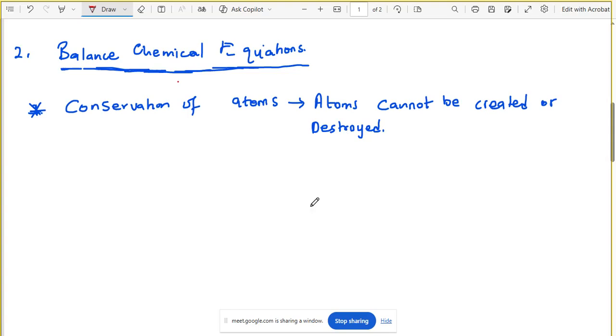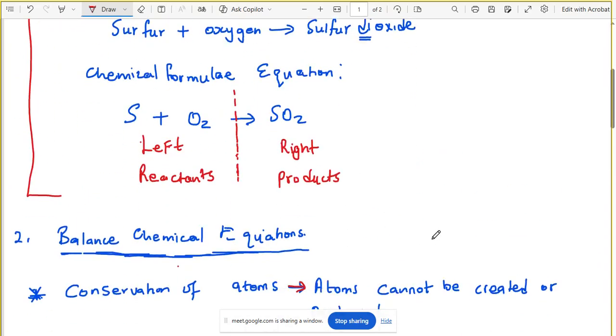So let me just help you understand it very well. If we go back to this conservation of atoms, it's like saying, if we look at the sulfur on the reactants side, we have the reactants and the product. For sulfur, we have one atom of sulfur. So this tells you that even on the product, it should be one.